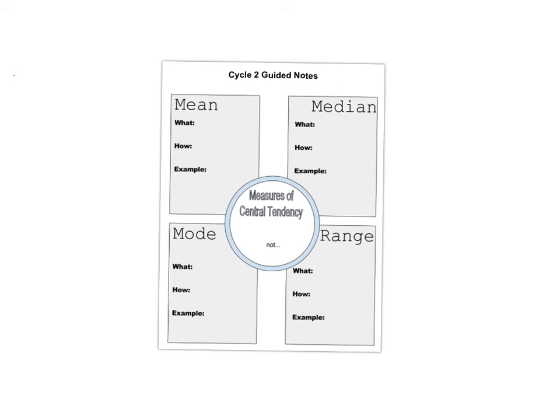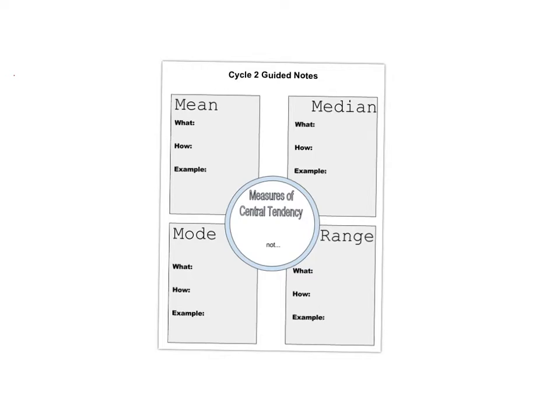Okay, so cycle 2, guided notes. We're going to talk about mean, median, mode, range, and just finding those, what they are, and when to use which one. These are called your measures of central tendency. I'll tell you here in a minute, there's one of them that's not technically a measure of central tendency. Three of them are, and one of them is not. We'll find out which one is not here in a minute.